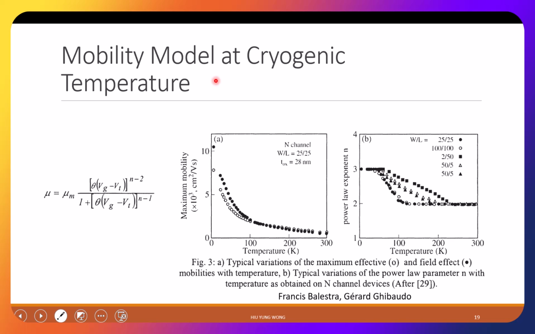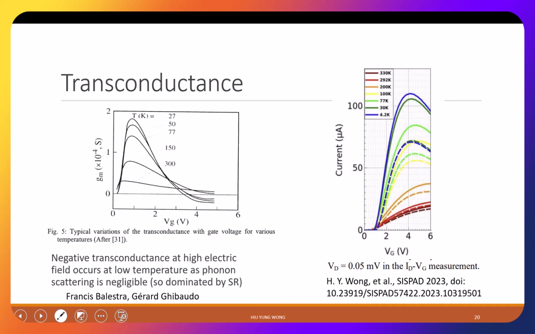And people try to model the mobility with this model. I don't need you to learn it. Just treat this as a cheat sheet, or in the future, if you need, you can refer to it. You can find out the relationship of mobility as a function of temperature. Okay. And similarly, this is the transconductance. We have learned transconductance. What is transconductance? Gm equals partial ID over partial Vg, right? And here, you will see the transconductance will increase when you go to lower temperature.